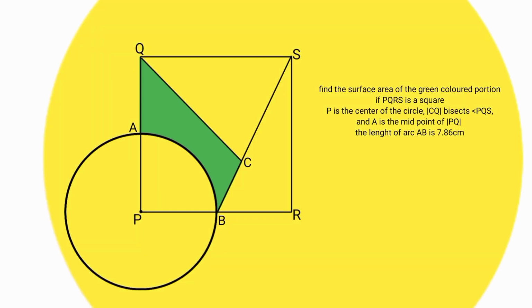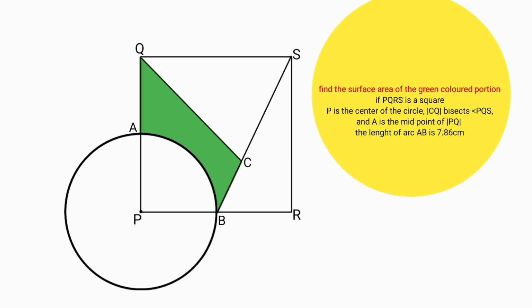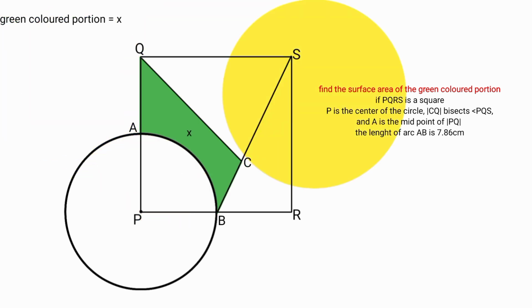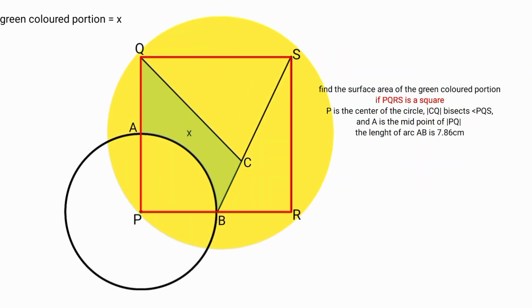In the question here, we are asked to find the surface area of this portion here in green color. Let's say the green color portion equals X. If this PQRS here is a square-shaped quadrilateral, P here is the center of the circle, and this line Q bisects this angle PQS.